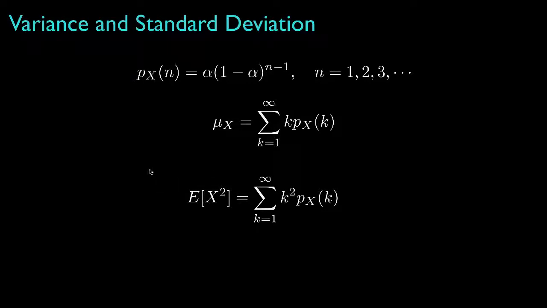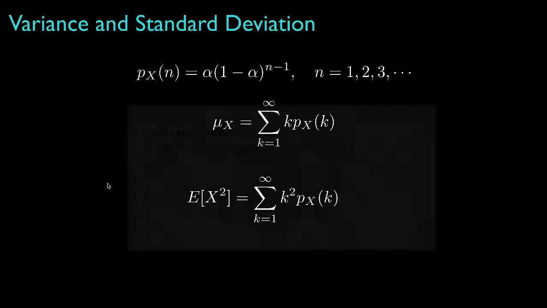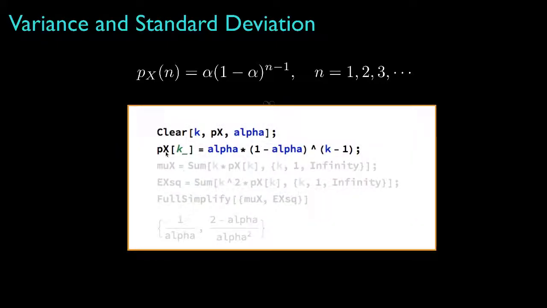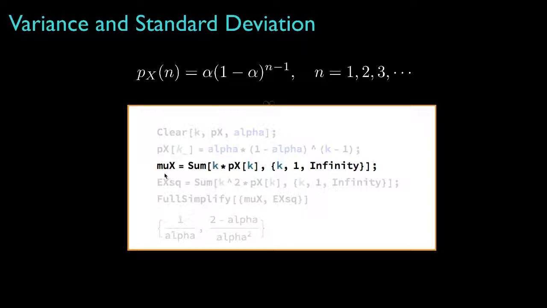Now, rather than work those out by hand, I've chosen to utilize the symbolic tool Mathematica. Well, to begin with, I've defined the geometric probability mass function as a function of the variable k that I'll use in the summations, alpha times 1 minus alpha to the k minus 1. Then I can evaluate the first moment, or what I'm calling mu x, as the sum of k times the probability mass function evaluated at each of those values from 1 to infinity.